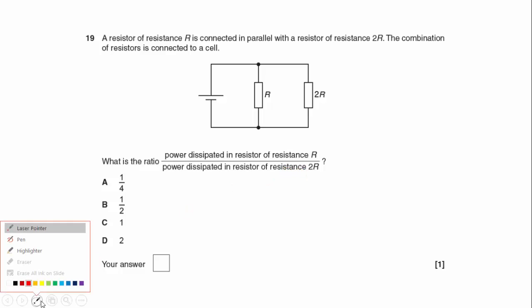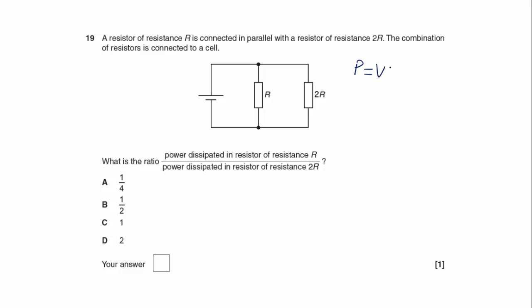So with this one, we need an equation that talks to us about the power. And if you look at your formula sheets, we've got power is VI. We've also got power is I squared R, and we've also got power is V squared over R.